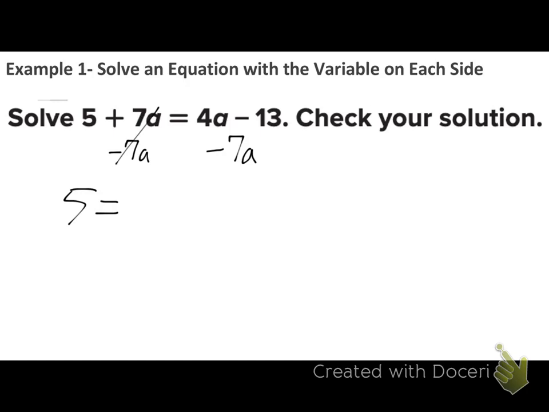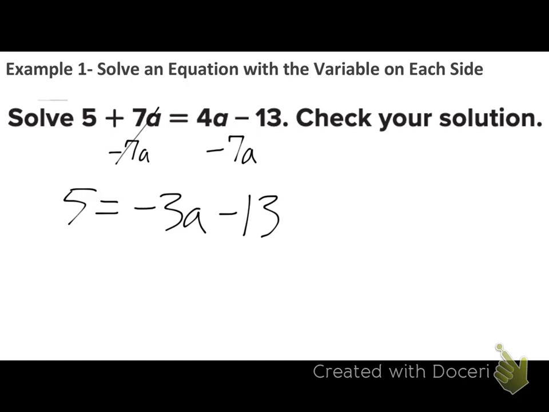5 equals, now would 7a combine with my 4a or with my negative 13? 4a. They're like terms, right? I'm going to combine it with whatever like term it has over here. So what's 4a minus 7a? Negative 3a. I cannot lose my minus 13. It is still over here on the right side of the equation for right now. Any questions on what I've just done?